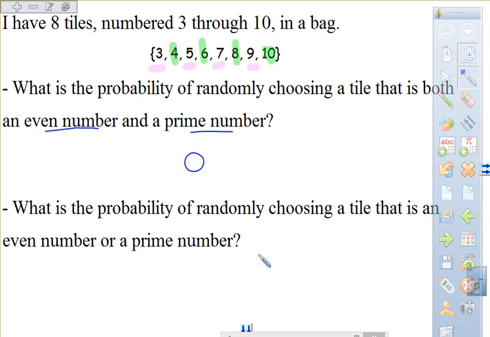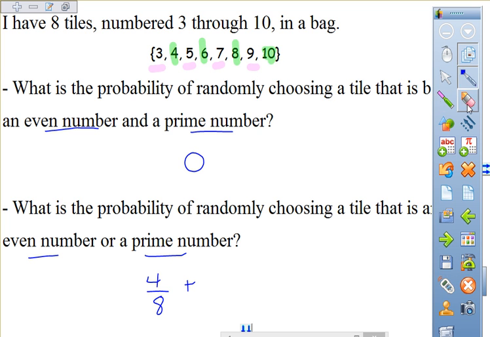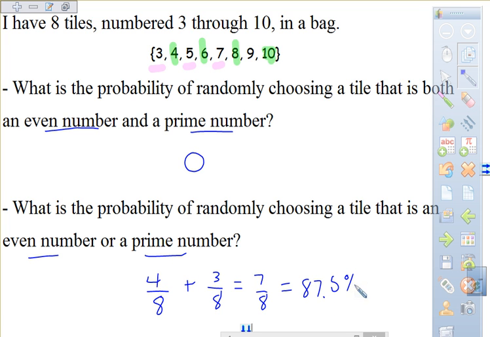The second question, what is the probability of randomly choosing a tile that is an even number or a prime? Well, an even number was the green, so that's 4. A prime number was the pink, and I don't think 9 should be on that list. 9 has factors of 3, so then I have 3 out of 8. So we get a total of 7/8, which is 87.5%. So these two events are mutually exclusive.